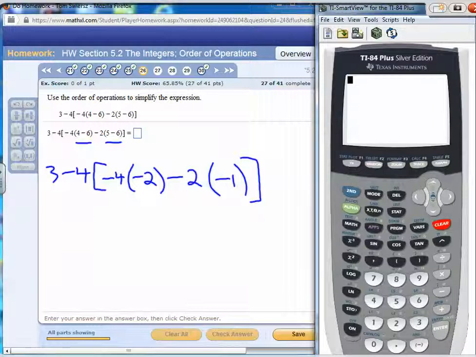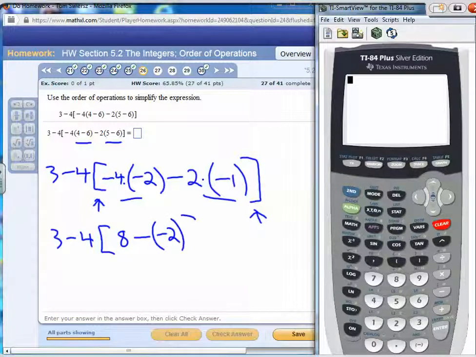Now these are really parentheses, so inside this one we have to do the two multiplications first. No operation means multiply. So we copy down 3 minus 4. Negative 4 times negative 2 is a positive 8. This is a subtraction sign. 2 times negative 1 is negative 2. So now, inside the brackets, which are a set of parentheses, we do that first. Subtracting a negative is adding a positive, so it would be 8 plus 2.